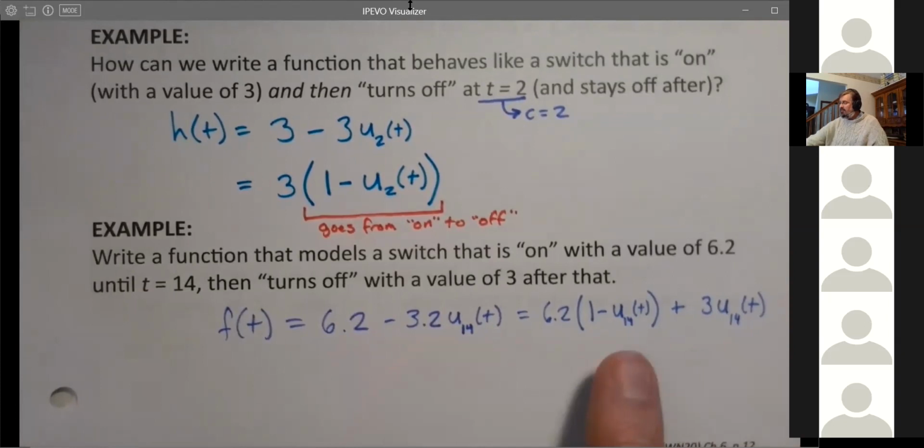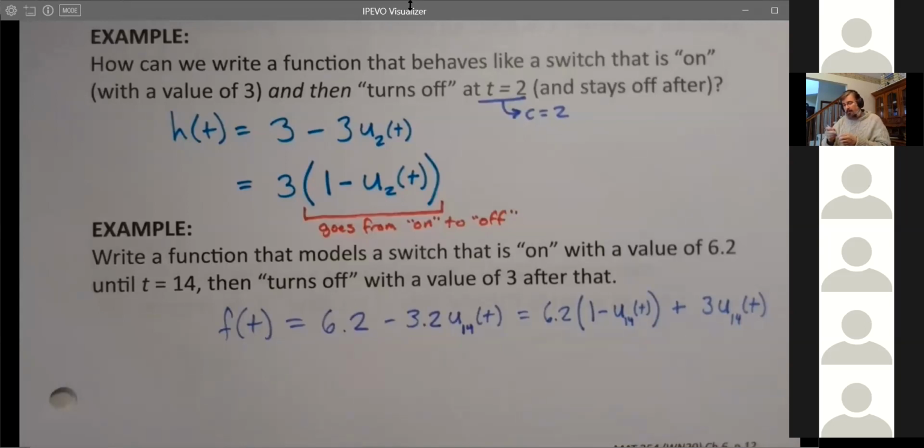Either way, when you write it out, you can actually see that it starts off in the on position. That's the little code for it starts off in the on position. And then this guy right here is just an additional Heaviside function. So it works.